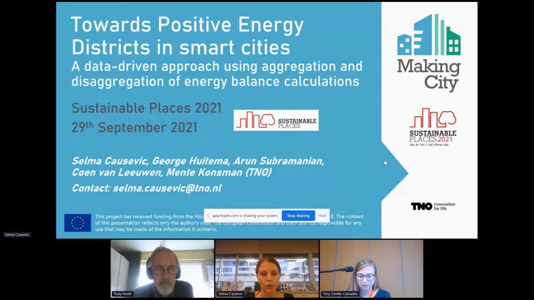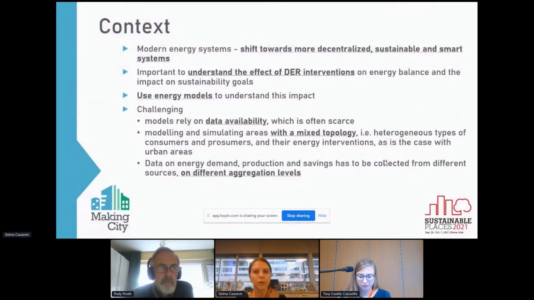So a bit about the context that we all know is that modern energy systems are shifting towards more decentralized, sustainable, and smart systems. Because of this heterogeneity and all these changes, it is important to understand the effect of these changes. These changes are mostly brought by distributed energy resource interventions that provide both challenges and opportunities for the energy transition.